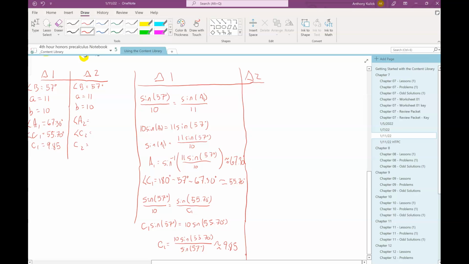Now triangle 2. This piece is important. I probably didn't emphasize it enough the first time we talked about this, so please pay attention here. The order that I found my pieces in triangle 1 needs to be the same order I find the pieces in triangle 2. So I start off by finding angle A, then angle C, and then side C. I must do it in the same order for triangle 2. So to find angle A2, that's the first thing I need to do. That is the supplement of angle A1.